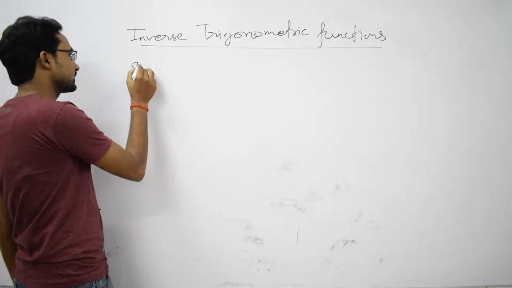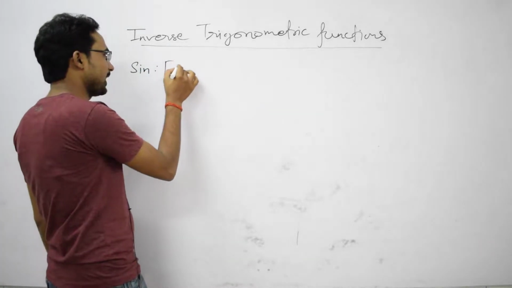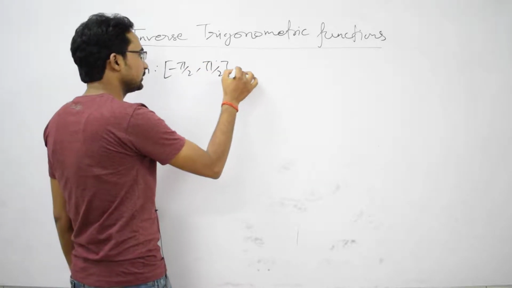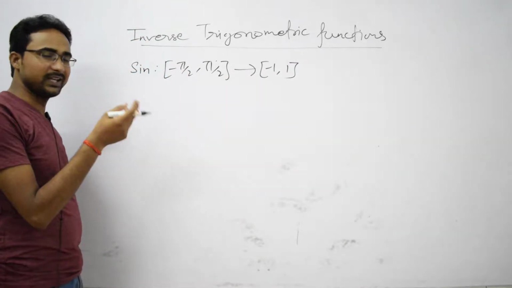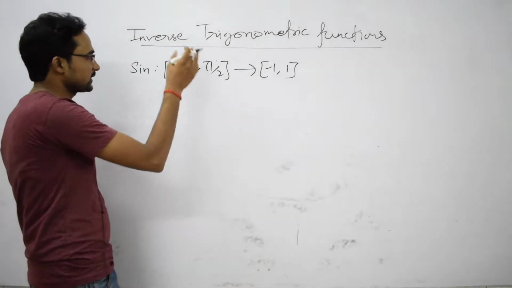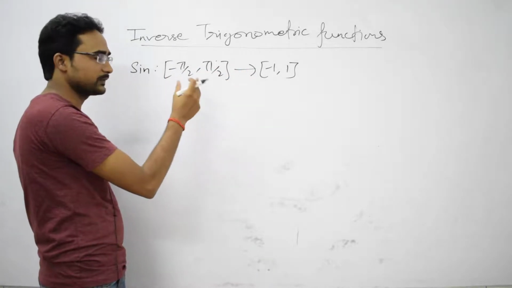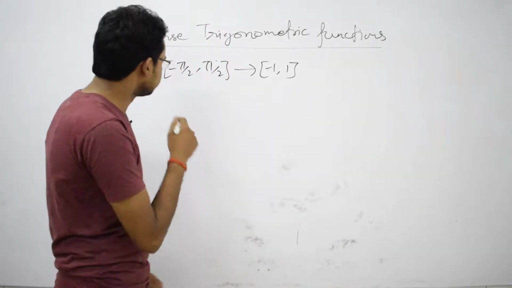Okay, so the sine function is invertible in the interval minus pi by 2 to plus pi by 2, with values from minus 1 to 1. Now, if you are taking the inverse, first of all we have to identify the domain and range in which the function is invertible, and after that we can take the inverse of the function.